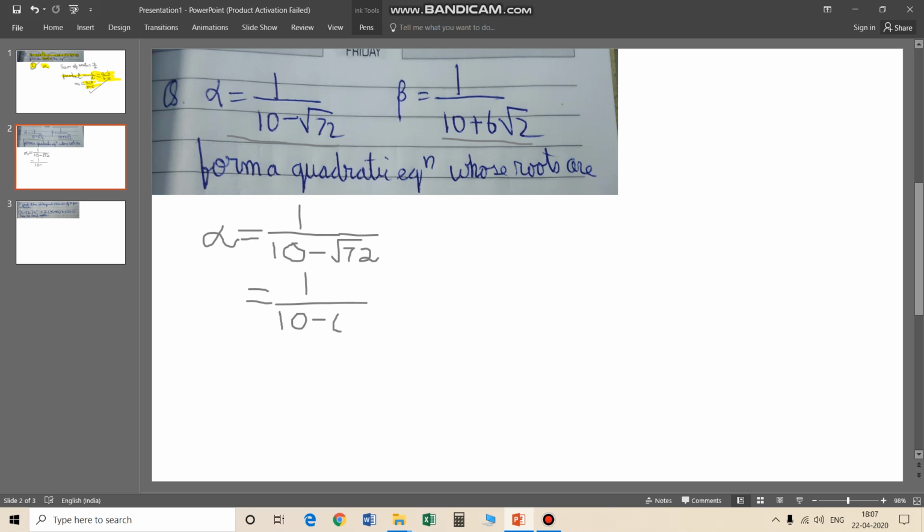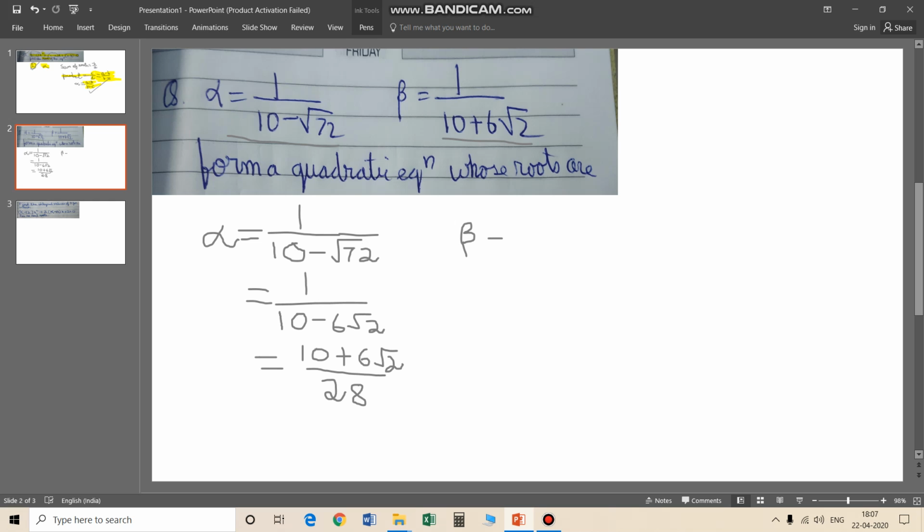The question seems very light, but it is a little calculative, I think. While rationalizing this, in the numerator it comes 10 plus 6 root 2. On multiplying 10 plus 6 root 2 in numerator and denominator, we get this. If you multiply 10 minus 6 root 2 into 10 plus 6 root 2, A minus B into A plus B, it comes to be equal to 100 minus 72, it is 28. Nice.